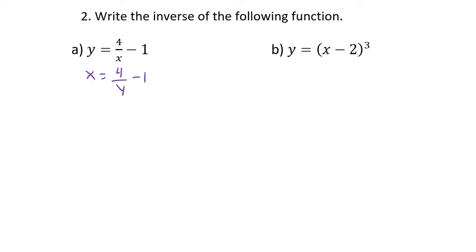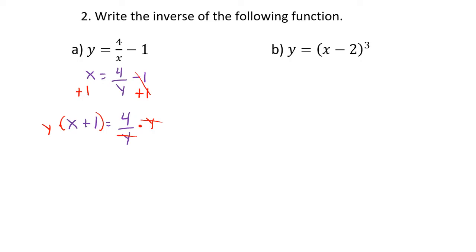So in this scenario, I want to isolate my y, but currently I have a -1 near it. So I'm going to go ahead and add 1 over to where the x is. Those are going to cancel out. So now I'm going to have x plus 1 equals 4 over y. I want to get y by itself. To do that, I need to get it out of the denominator. So I'm going to go ahead and multiply both sides by y. That means the y here and the y here are going to cancel.